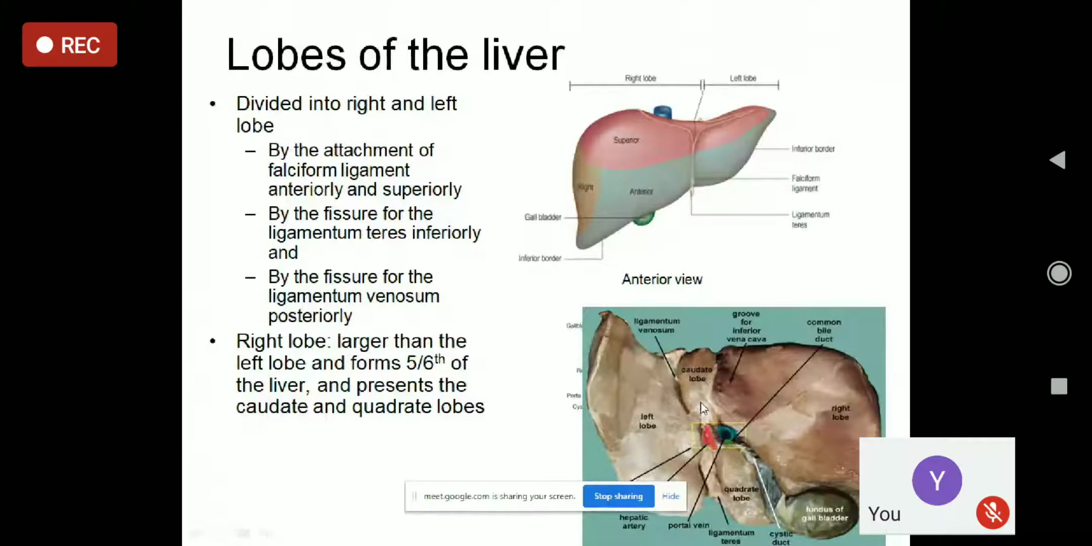So please look at it. This is the inferior border. It is the view from the posterior side. This is the anterior view. Okay.